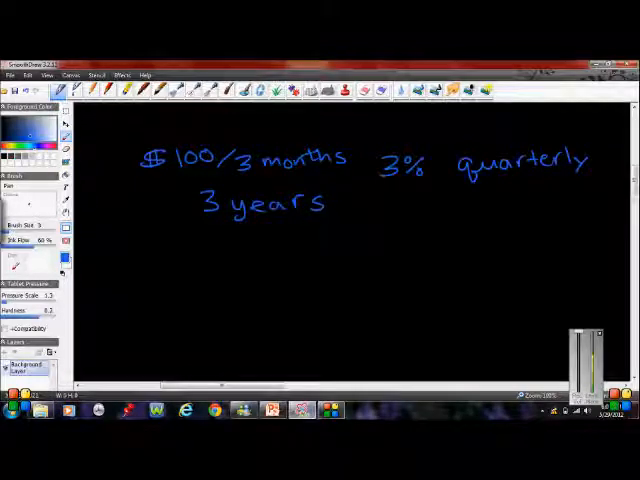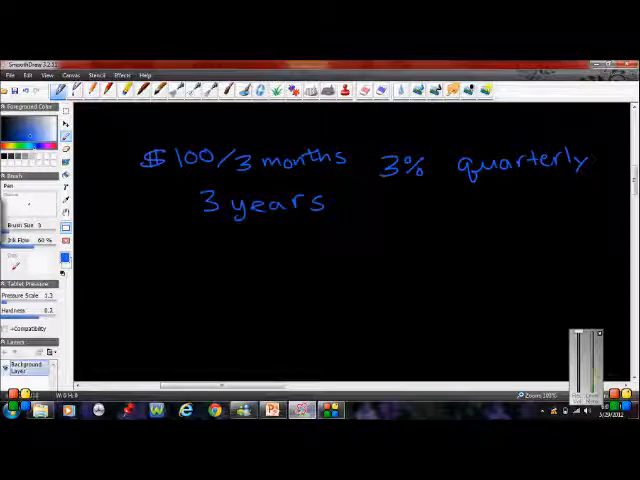Okay, so now you should understand what we're trying to find. You put $100 into a bank every 3 months for 3 years, and the compound interest is 3% quarterly. So now what you want to know is how much money you're going to have at the end of those 3 years in that bank account. So this is exactly what an ordinary annuity is.